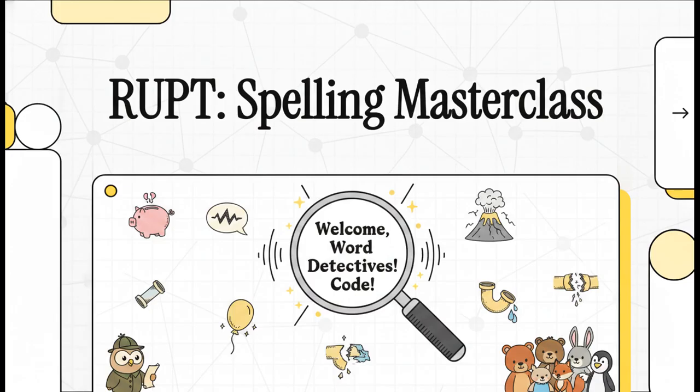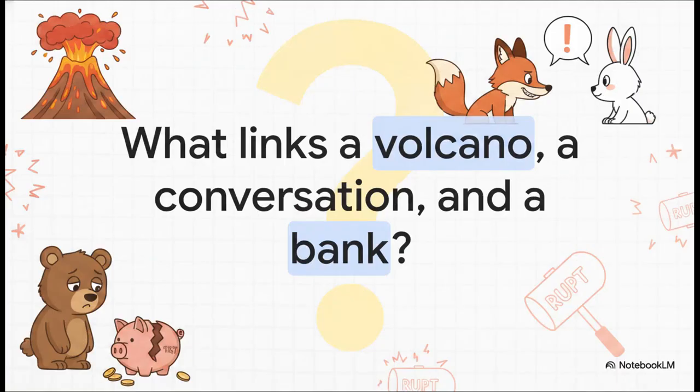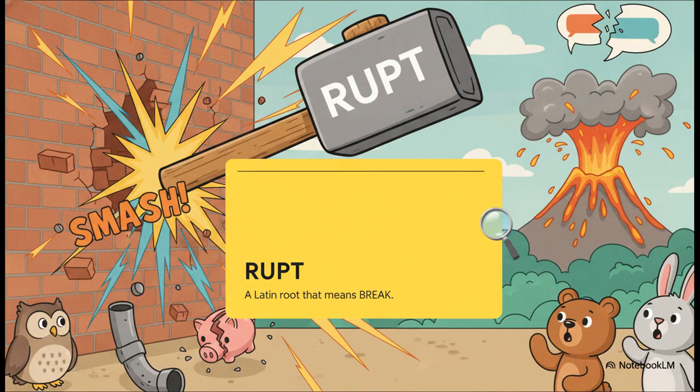Let's get started. So ask yourselves this: how in the world could a bursting volcano, a cartoon fox rudely interrupting a rabbit's story, and a poor bear staring at an empty piggy bank all share the exact same secret? I mean, at first glance, these things have absolutely nothing in common, right? But in the world of words, it's like a giant puzzle, and they are all connected by one tiny, incredibly powerful piece of language. And here is that secret.